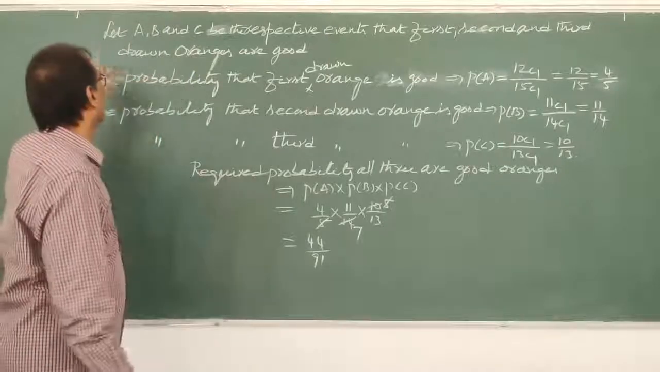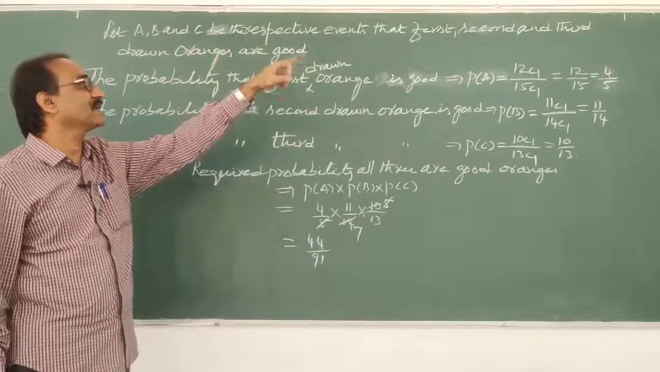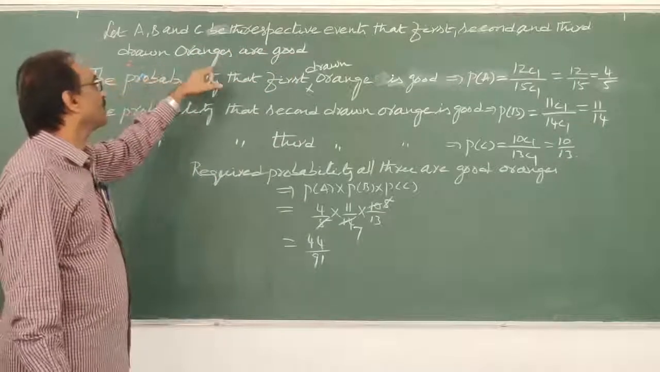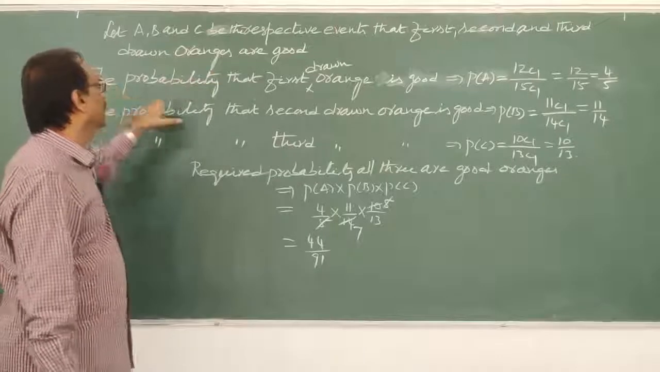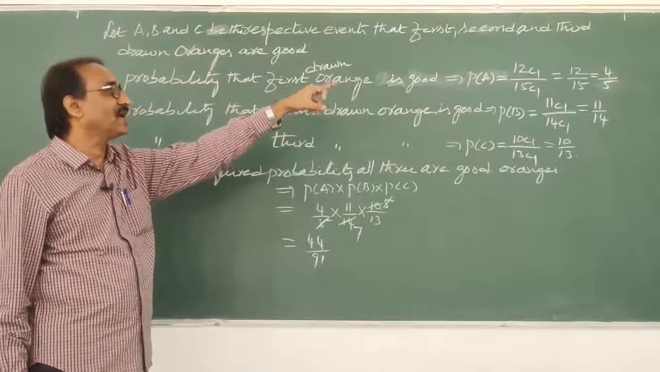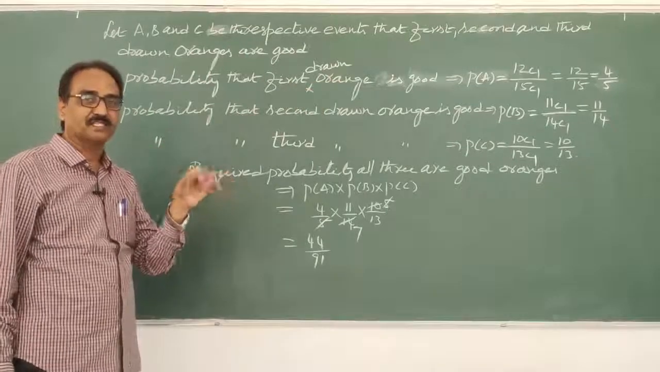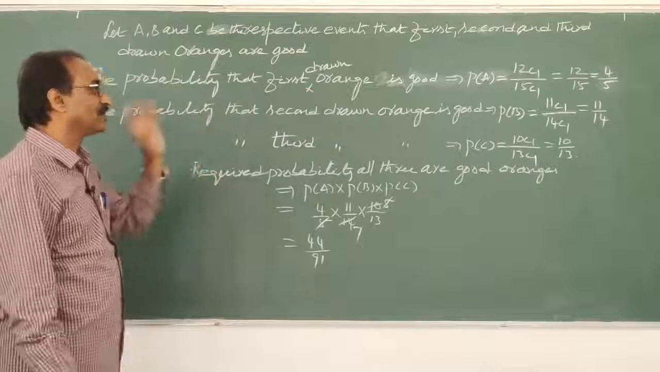That is why I wrote: let A, B and C be the respective events that first, second and third drawn oranges are good. The probability that the first drawn orange is good implies P of A is 12 by 15, that is 4 by 5. I told you total are 15 oranges, good ones are 12. That's why 12 by 15.